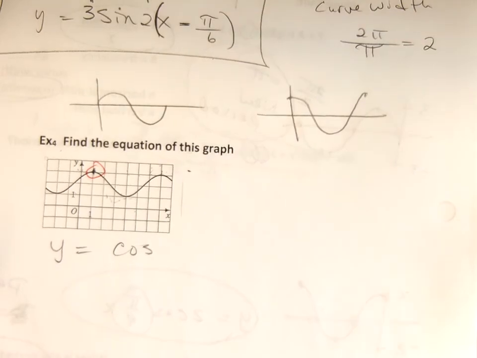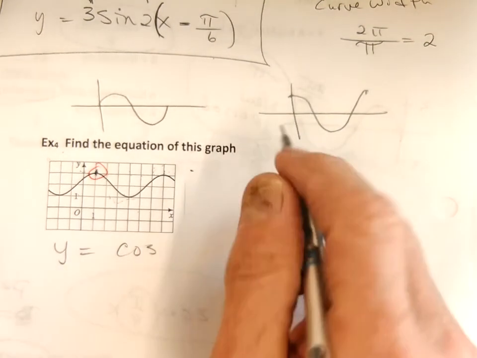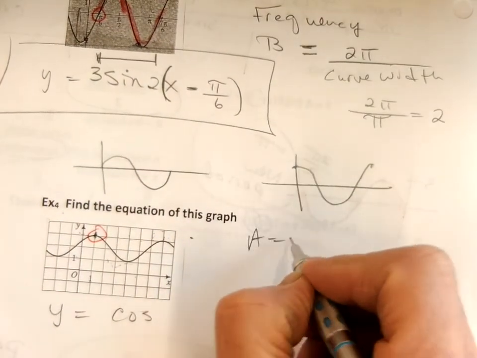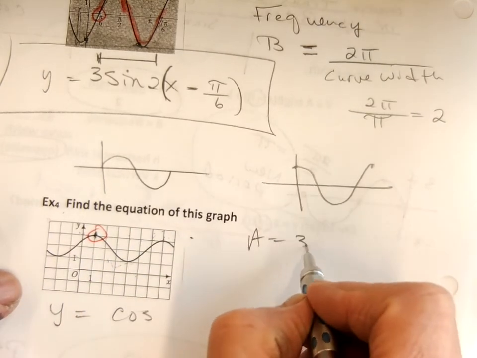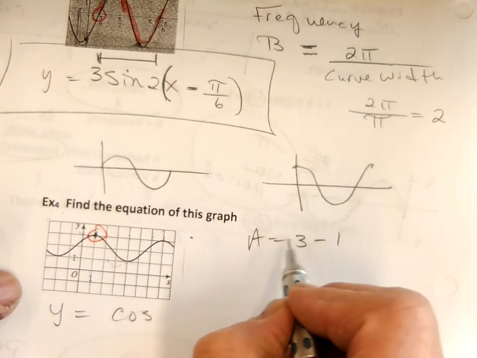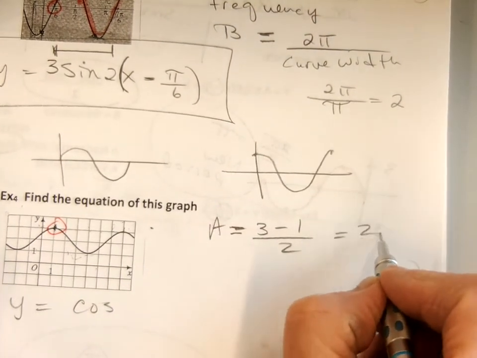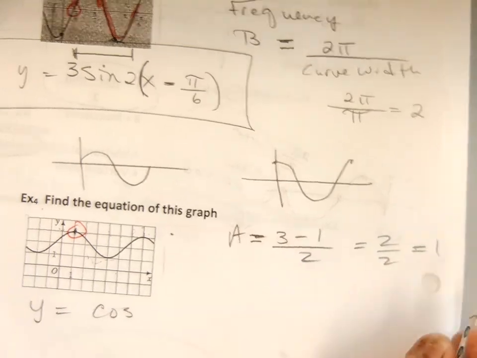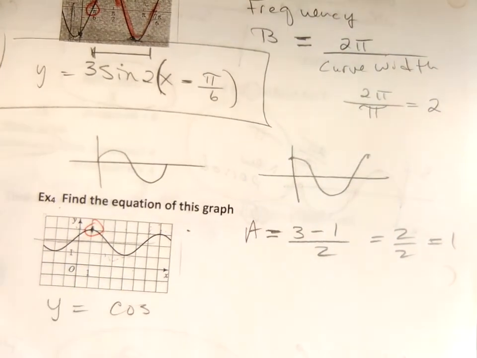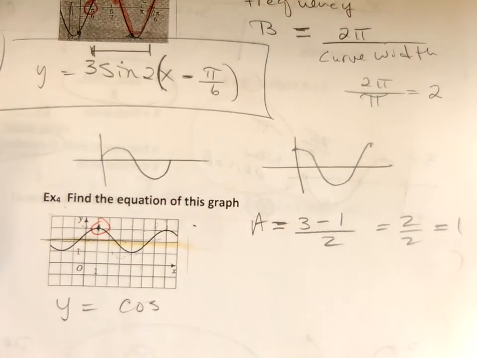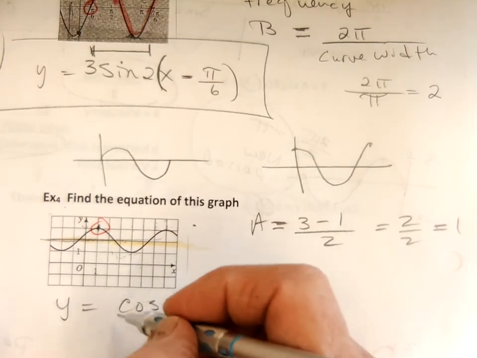Now the amplitude. Well, if you can't figure it out, there's a little formula. Max minus the min divided by 2 is one way to get the amplitude. So I'll go max, which is 3, minus the minimum, which is 1, divided by 2, which is 2 over 2, which is 1. And maybe you saw that if you find the middle of the curve. The middle of the curve is right about here, right? If you can see that, it just makes it easier for you. So I'm going to put a 1 right there for my amplitude.